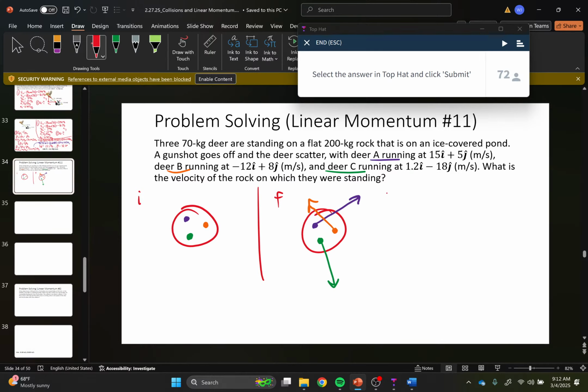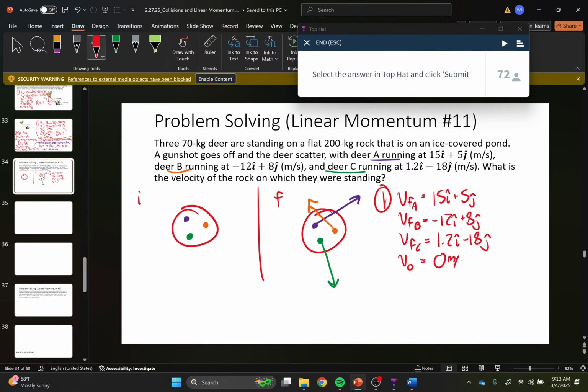Okay, what are we solving for? So my givens are that deer A's final velocity is 15I plus 5J. Deer B's final velocity is negative 12I plus 8J. Deer C's final velocity is 1.2I minus 18J. And the initial velocity of everything is just 0.